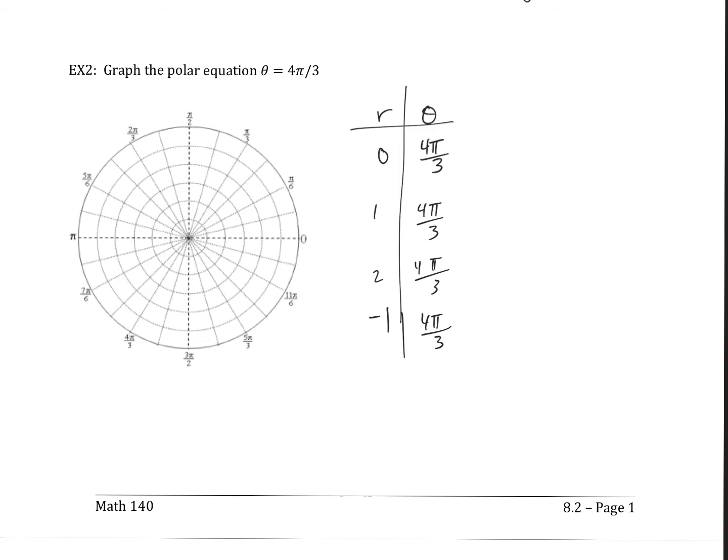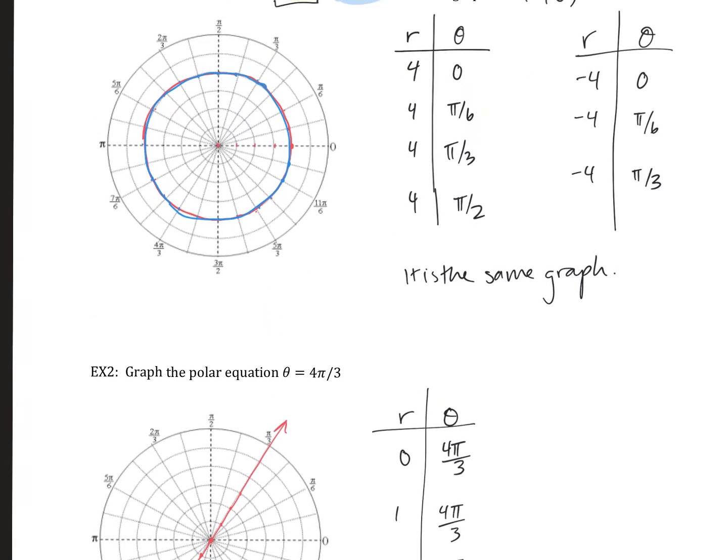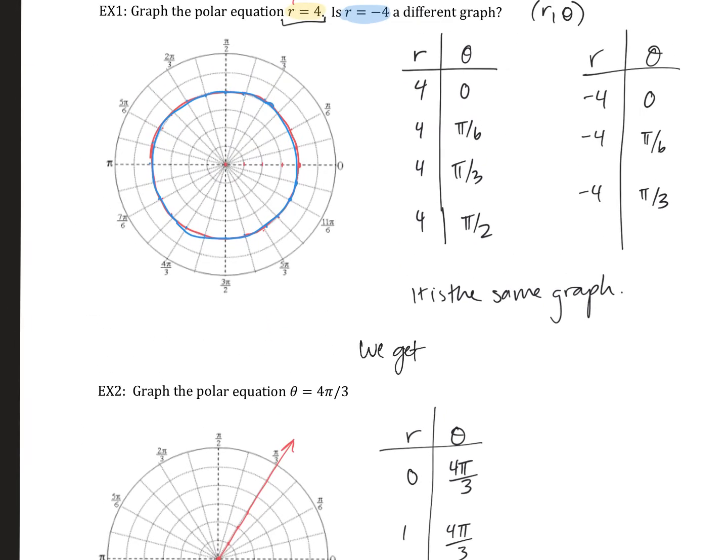So at 4 pi over 3, which is right here, we know at 0 it's 4 pi over 3, 1 is 4 pi over 3, 2, and so on in this direction, and also in the negative direction for 4 pi over 3. We go back this way, and this way. So in fact, what do we end up with? We end up with a line. We get a line when we only have theta, and we get a circle when we only have r.